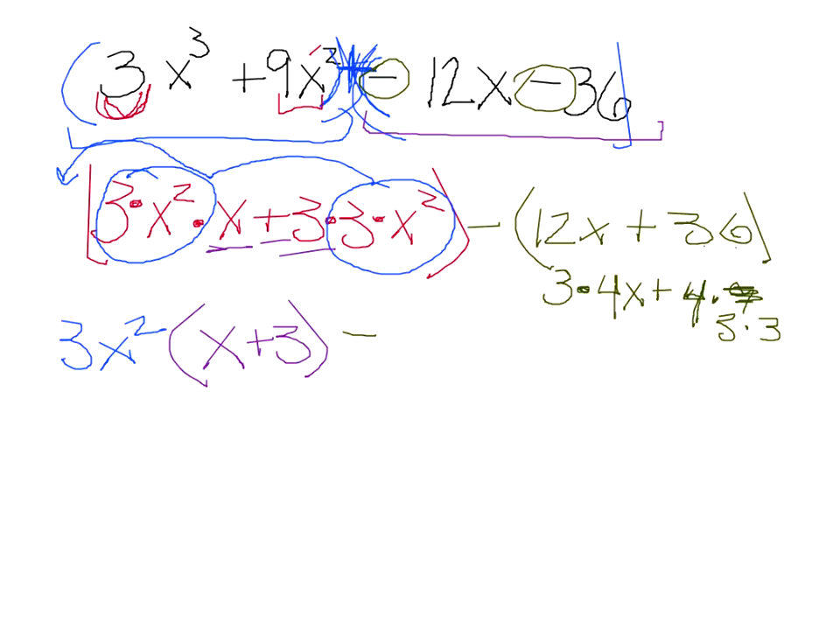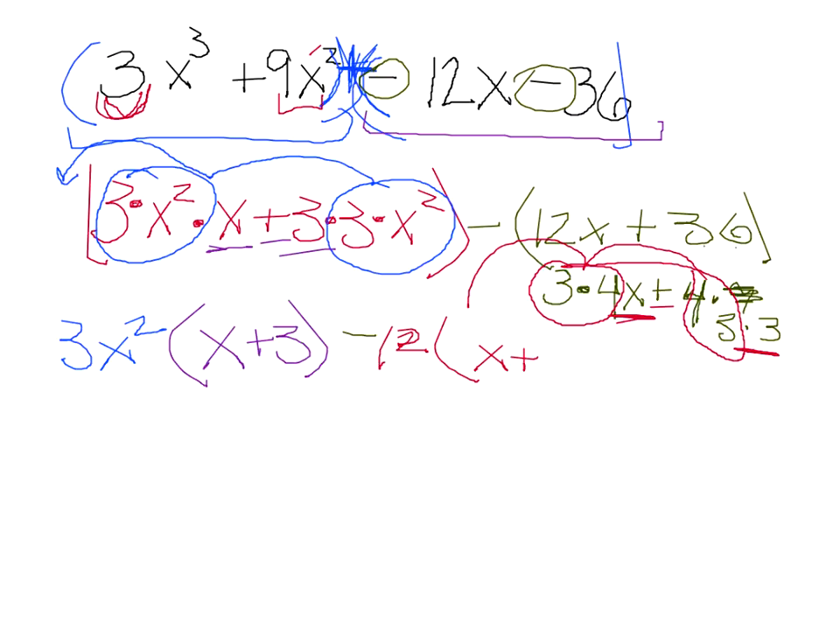And so I have a 3 and a 4 for each one of those. So that comes out in front. So I got 3 times 4 is 12. And what's left behind is an x plus 3.